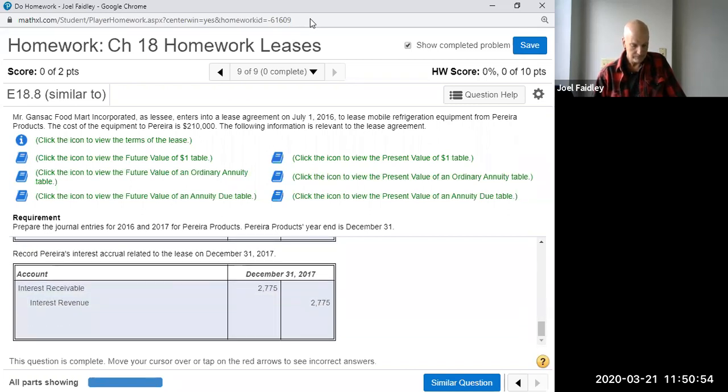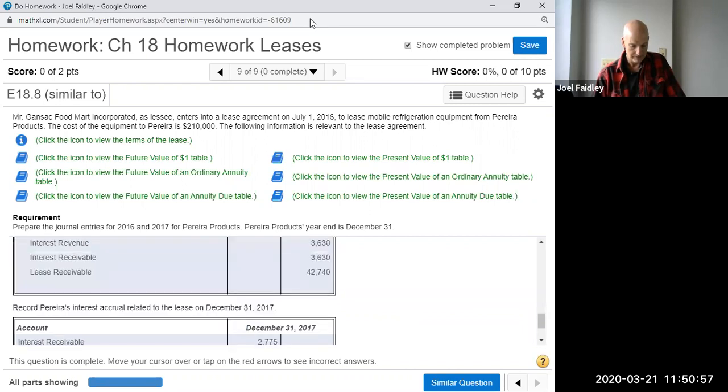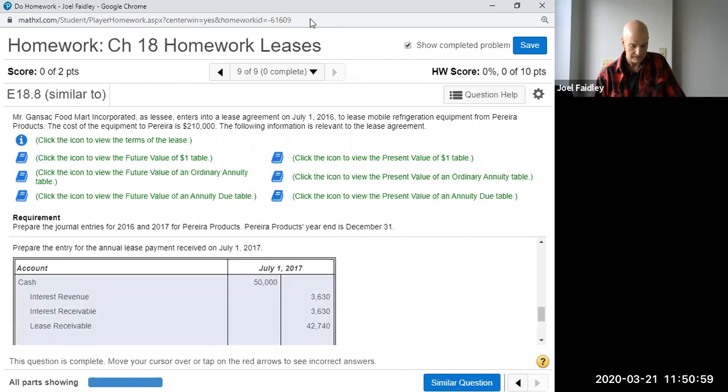End of the year, interest receivable, interest revenue. And of course, then 6 months later, you're going to make an entry just like this. That's going to be what? 2,775, 2,775. That's always 50,000. And then your lease receivable is going to be the plug number. It's a good way to end, plug number.